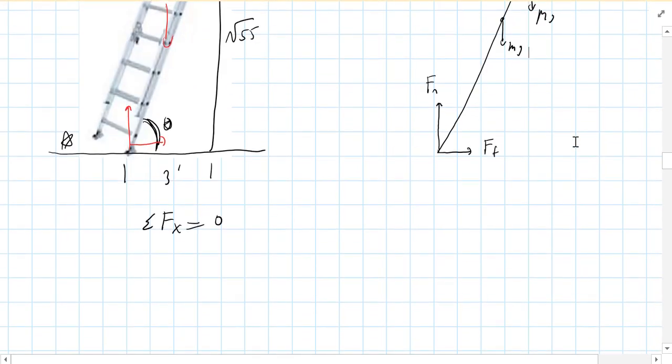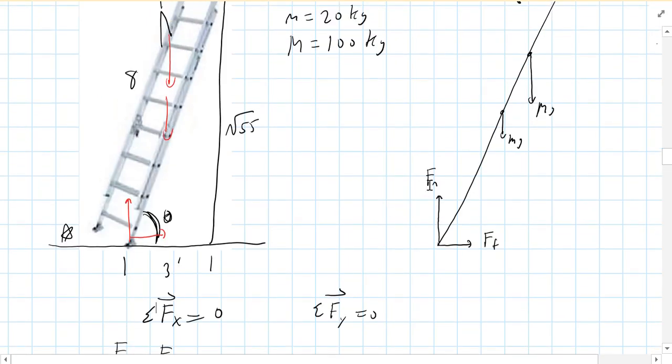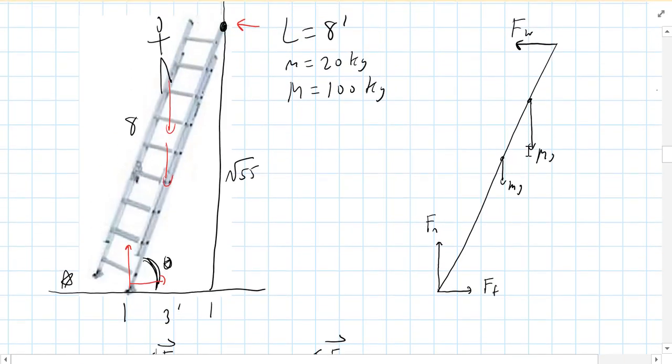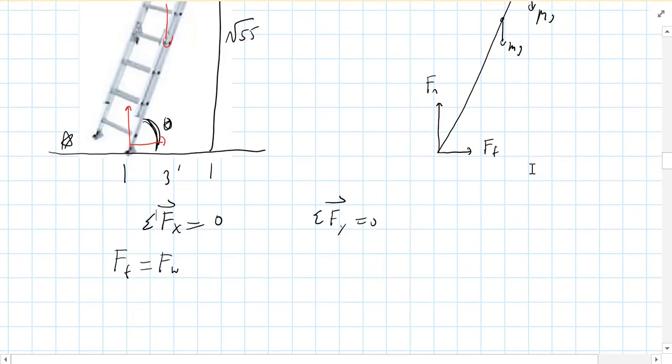So we know that the force of friction has to equal the force of the wall. And then we'll do net force in the y direction equals 0. In the y direction, we have one upward force, that's our normal force from the ground, and we have the two weights acting down, basically the person's weight and the ladder weight. So force normal is going to be equal to big Mg plus little mg.